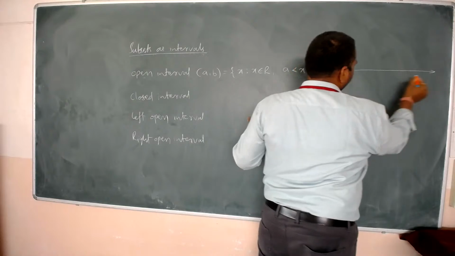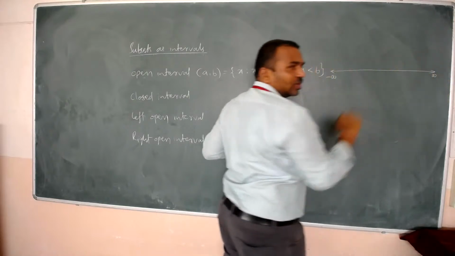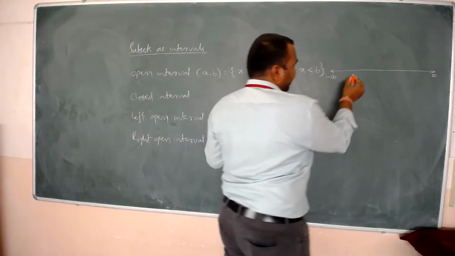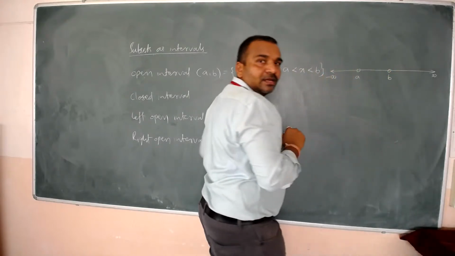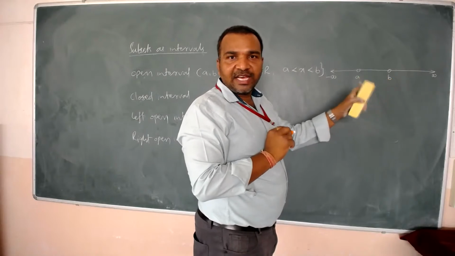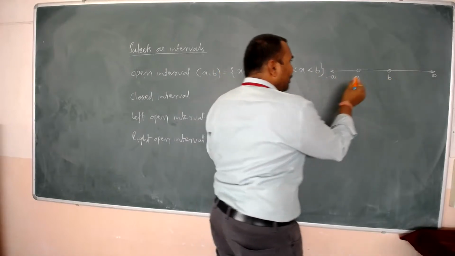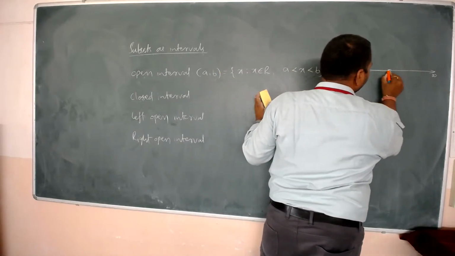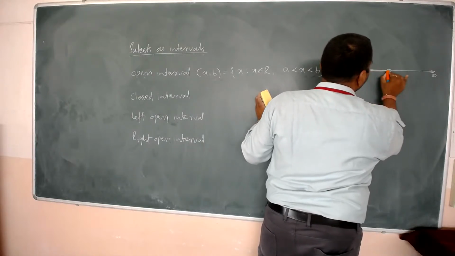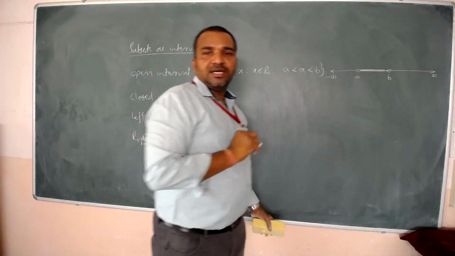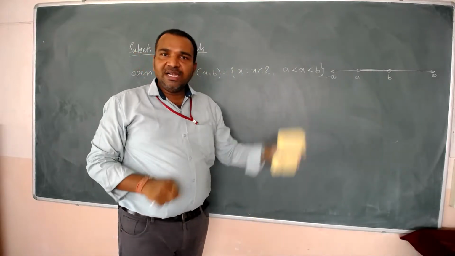On the number line, we can represent intervals. This is the total real line. Now, I'm taking a here and b here. These are elements of the real numbers. An open interval means the elements which are in between a and b. This is called the open interval (a, b).